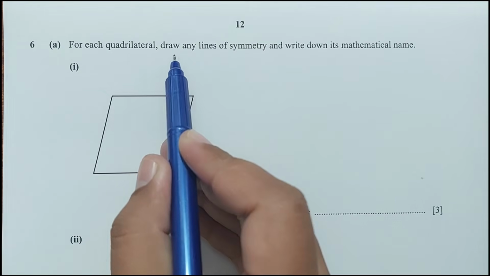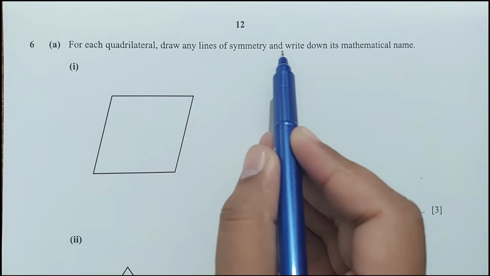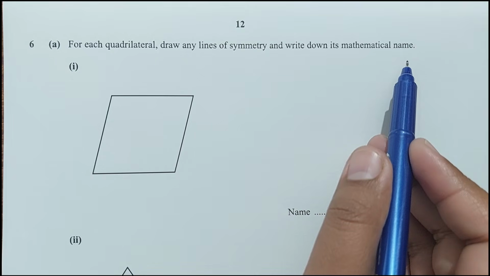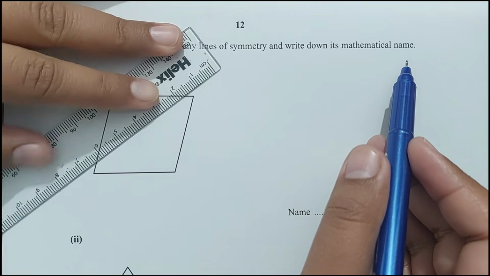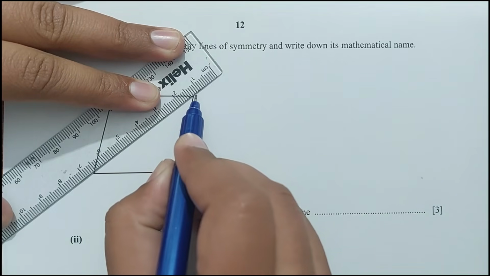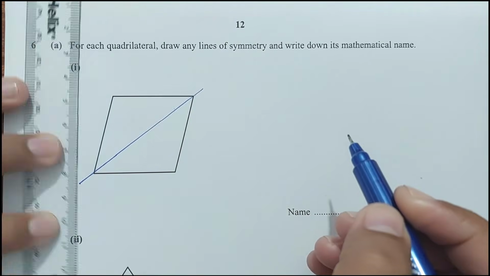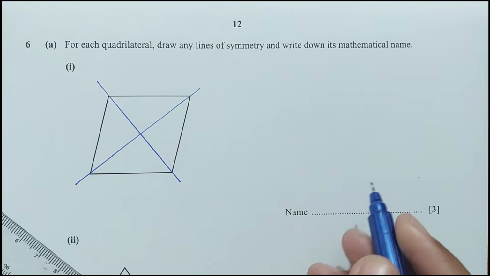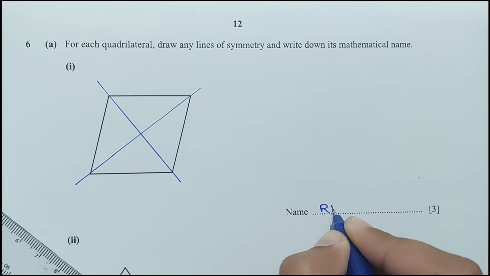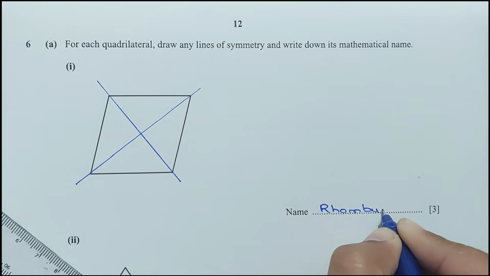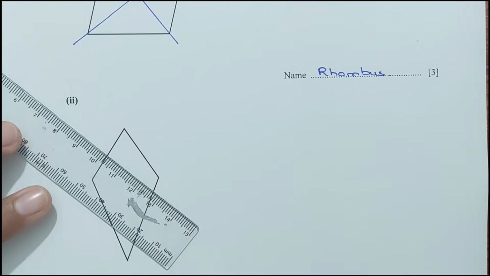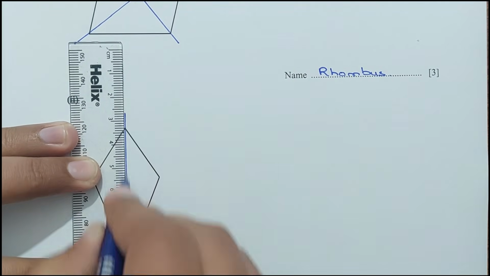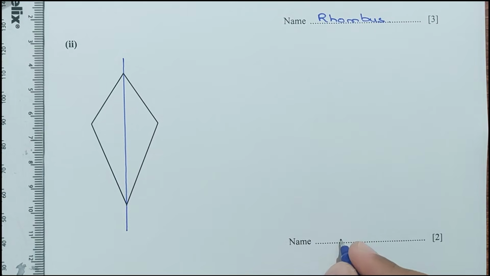Question number 6, part A. For each quadrilateral, draw any lines of symmetry and write down its mathematical name. First we have to draw the lines of symmetry. So this is a line of symmetry, and this is a line of symmetry. So it is a rhombus. Now for the second shape, there is only one line of symmetry and it's a kite. Its name is kite.